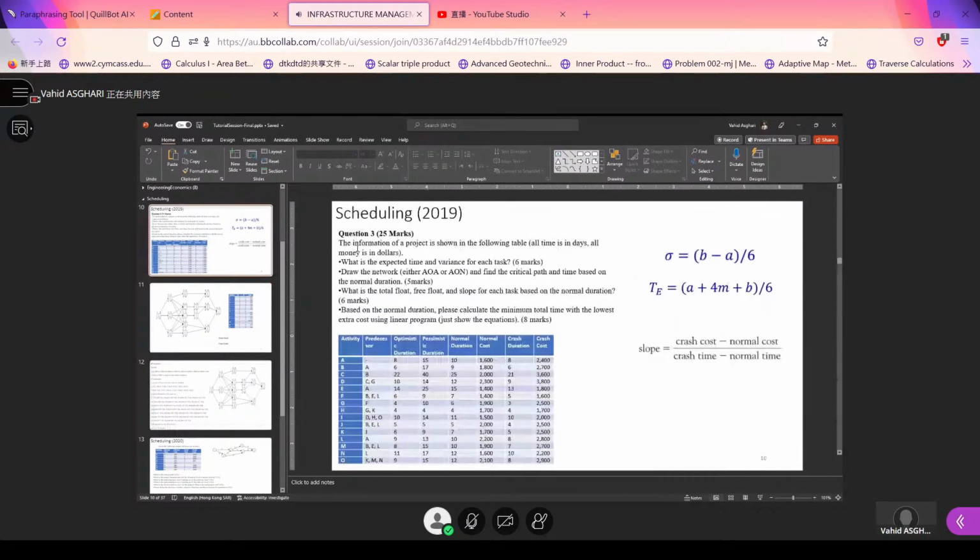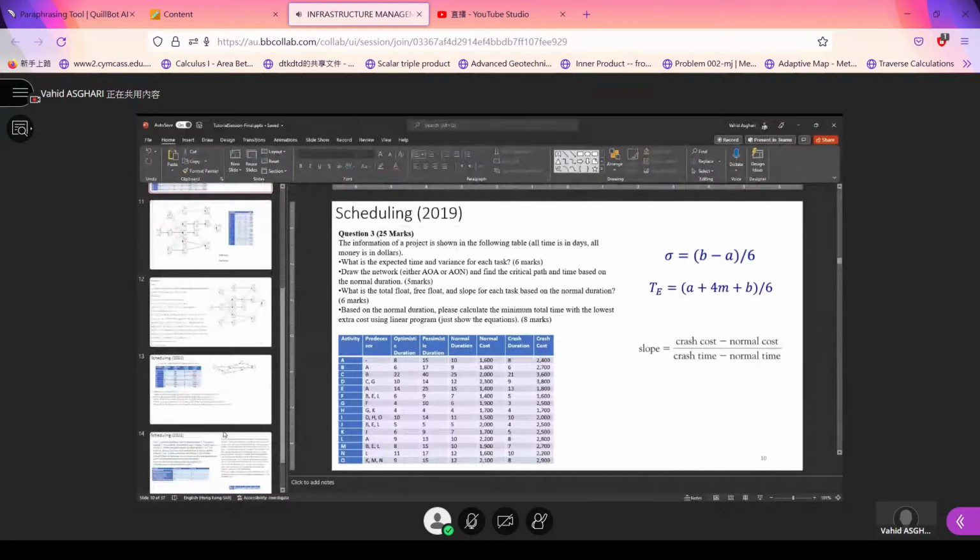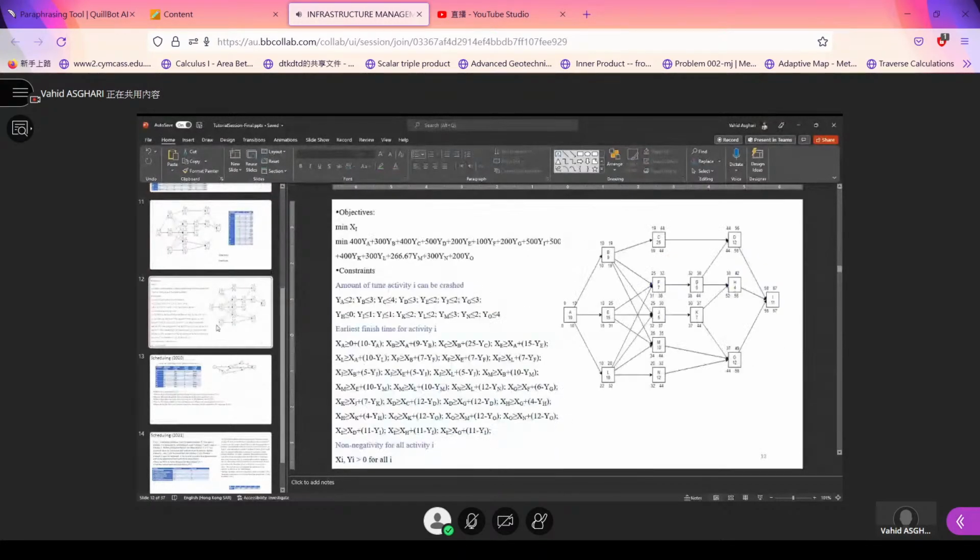And the last part is based on the normal duration. Please calculate the minimum total time with the lowest extra cost using linear programming. Just show the equations. Again, this part is identical to the part that was provided in the slides. Study the slides carefully and pay attention to the details.